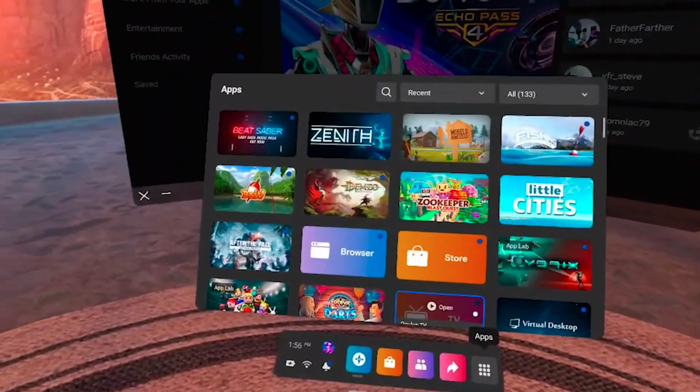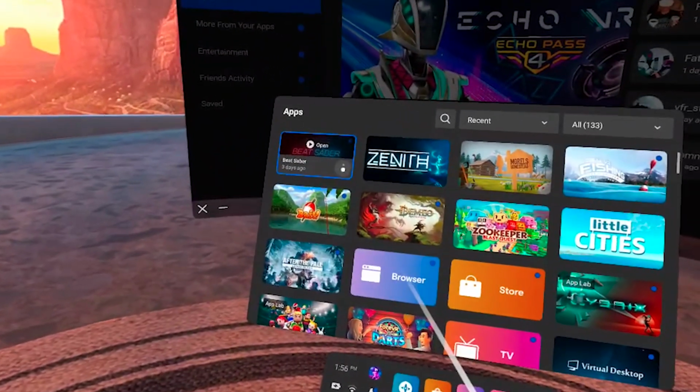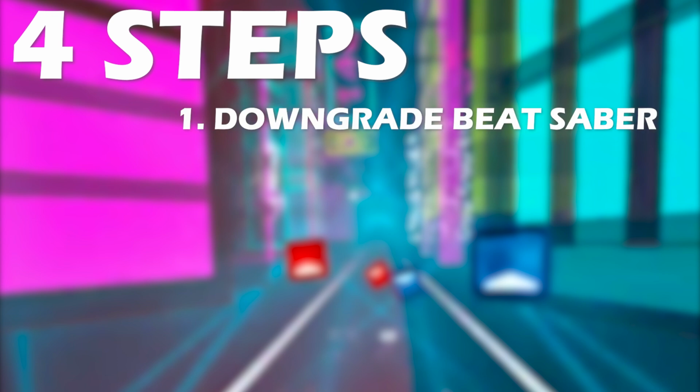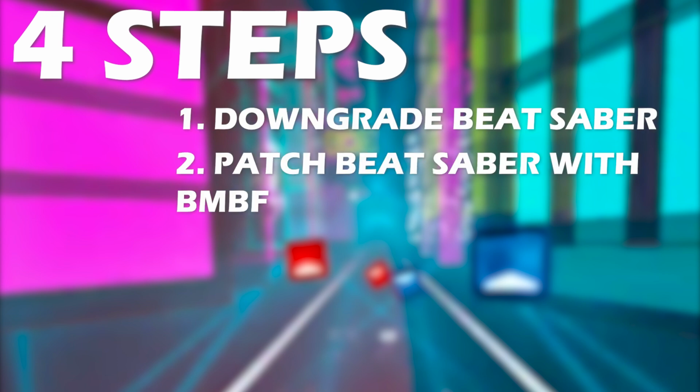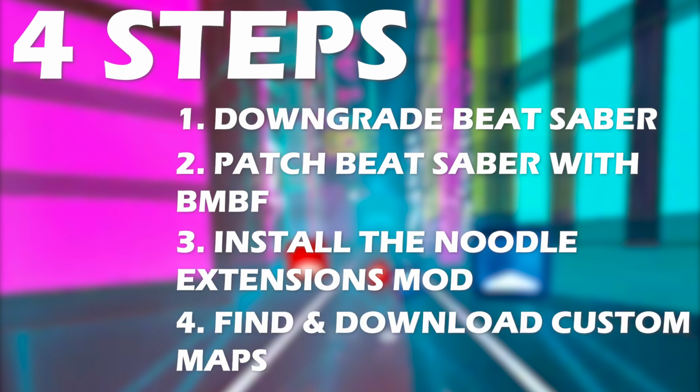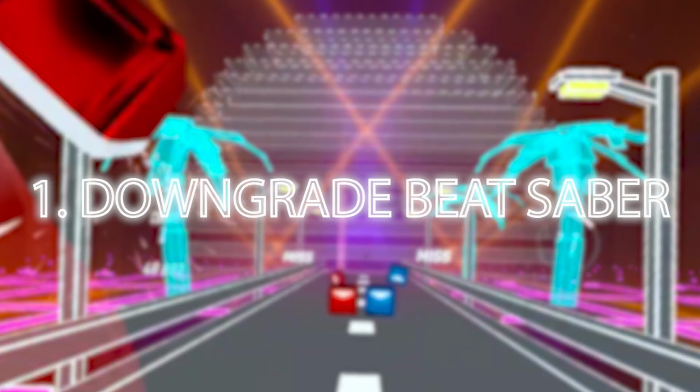To get started, you will need to have purchased Beat Saber. I hope this goes without saying. This tutorial will cover 4 major steps: downgrading your Beat Saber, patching your Beat Saber with BMBF, which will allow modding, installing the Noodle Extensions mod or any other mod if you like, and finding and downloading custom maps. We will start with downgrading your Beat Saber.